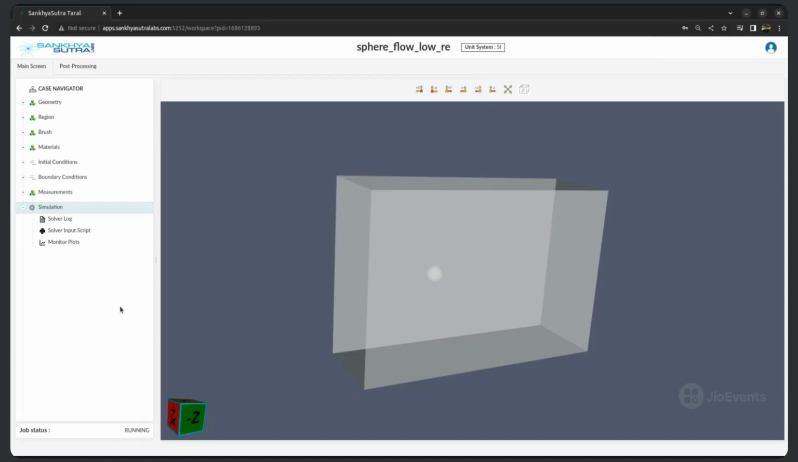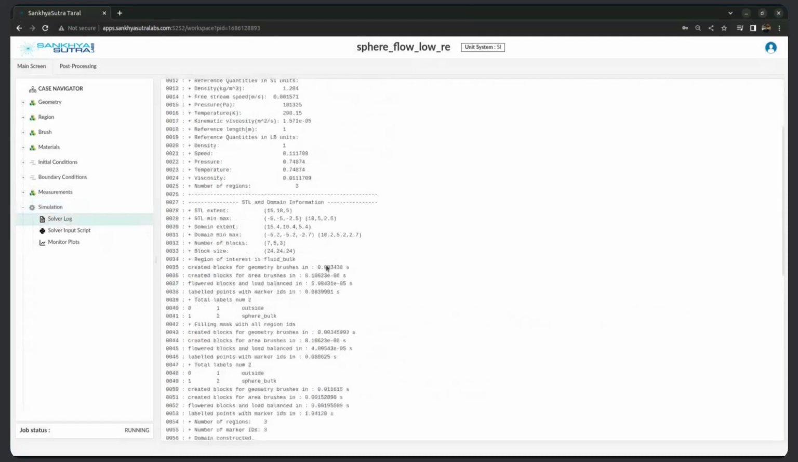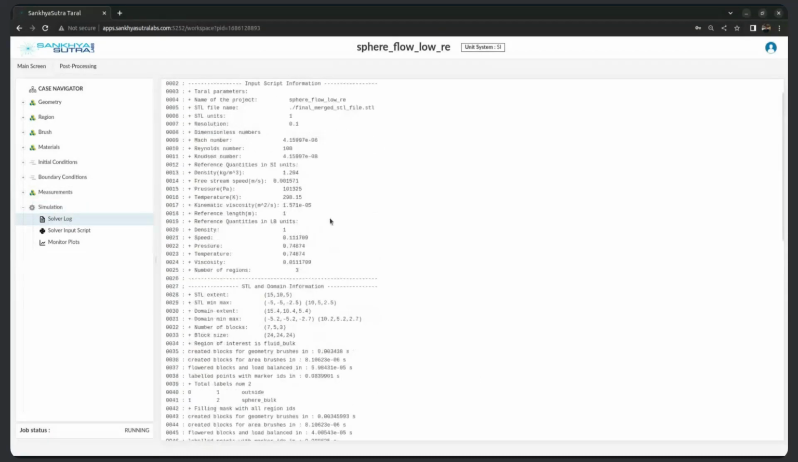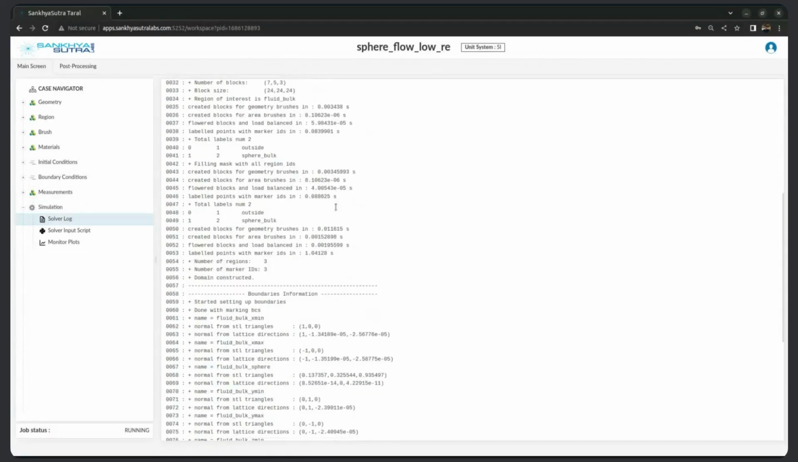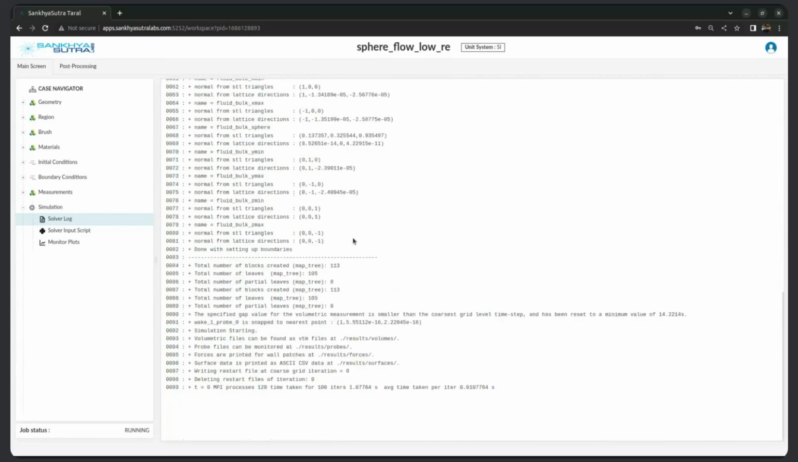So it says running. Now to monitor the status in a very simple way, you can click on this thing called solver log. This log will give you details about your reference quantities, about your grid, and the current state of the simulation. So now it says it's at t equal to 0 with such and such performance figures. And it'll also tell you where your data files are being stored and such.